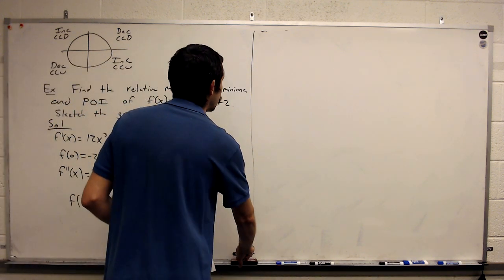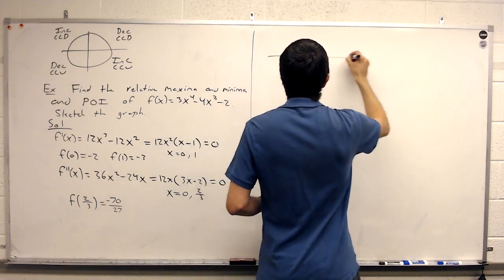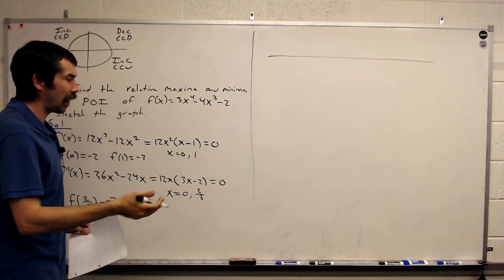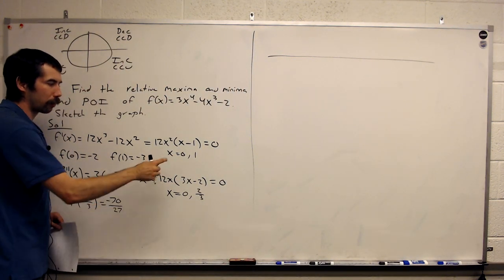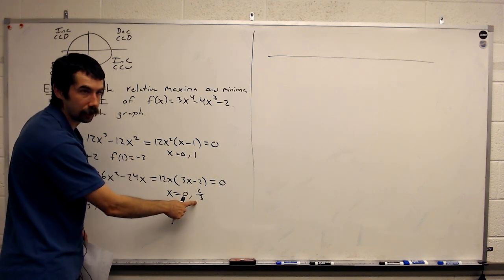Okay, and so what we're going to do now is we're going to take our number line, and we're going to break it up at all of these values that we found along the way. We're going to break it up at 0. We're going to break it up at 1. We've already said 0. And we're going to break it up at 2/3.